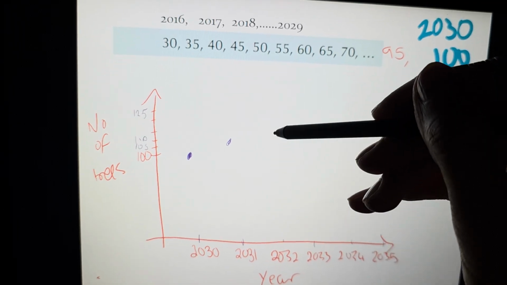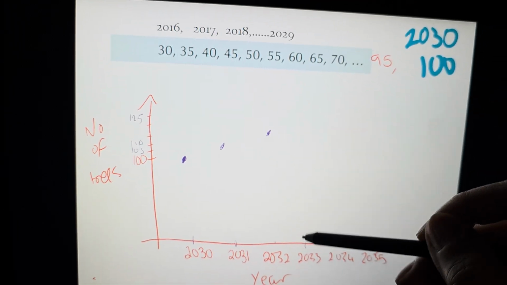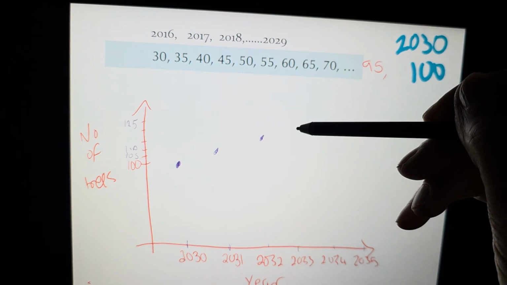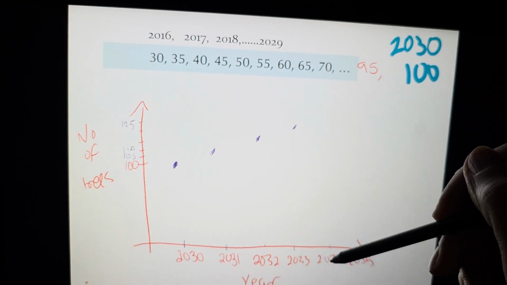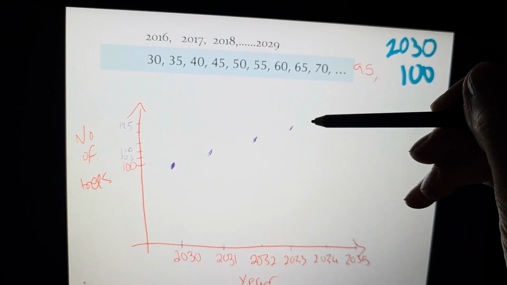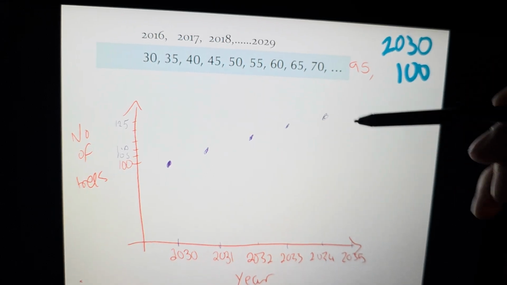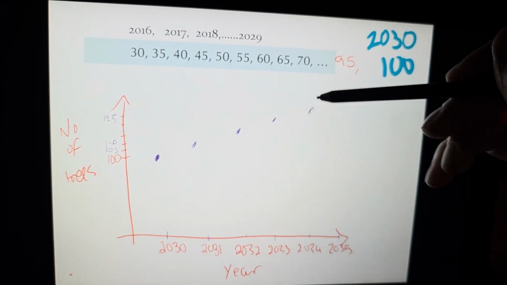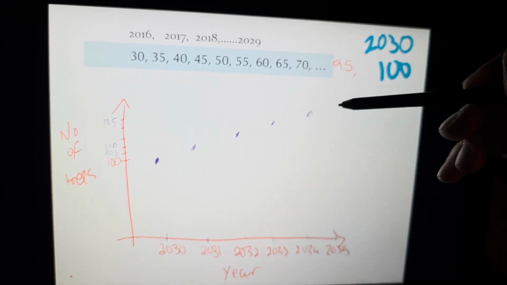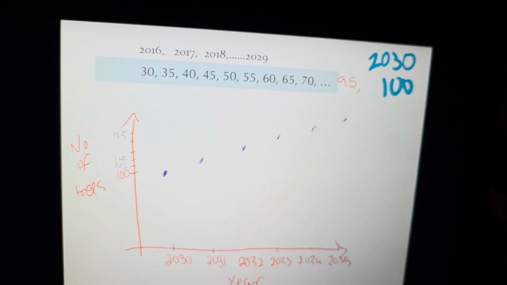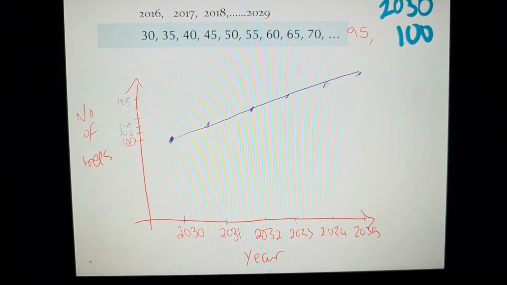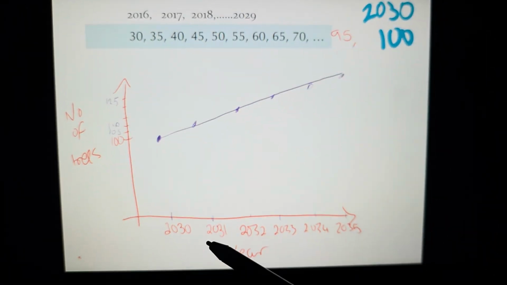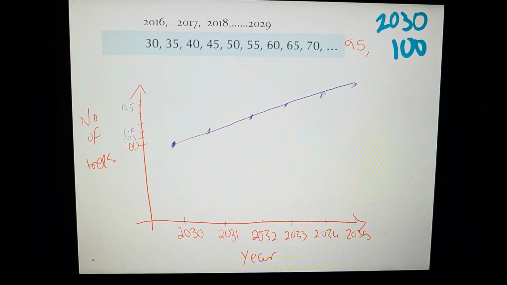2032, he would have planted 110, plot your point. 2033, he would have planted 115. 2034, he would have planted 120. And 2035, he would have planted 125. Get your ruler, connect those points. Okay, so you have now graphed that linear function over the years from 2030 to 2035.